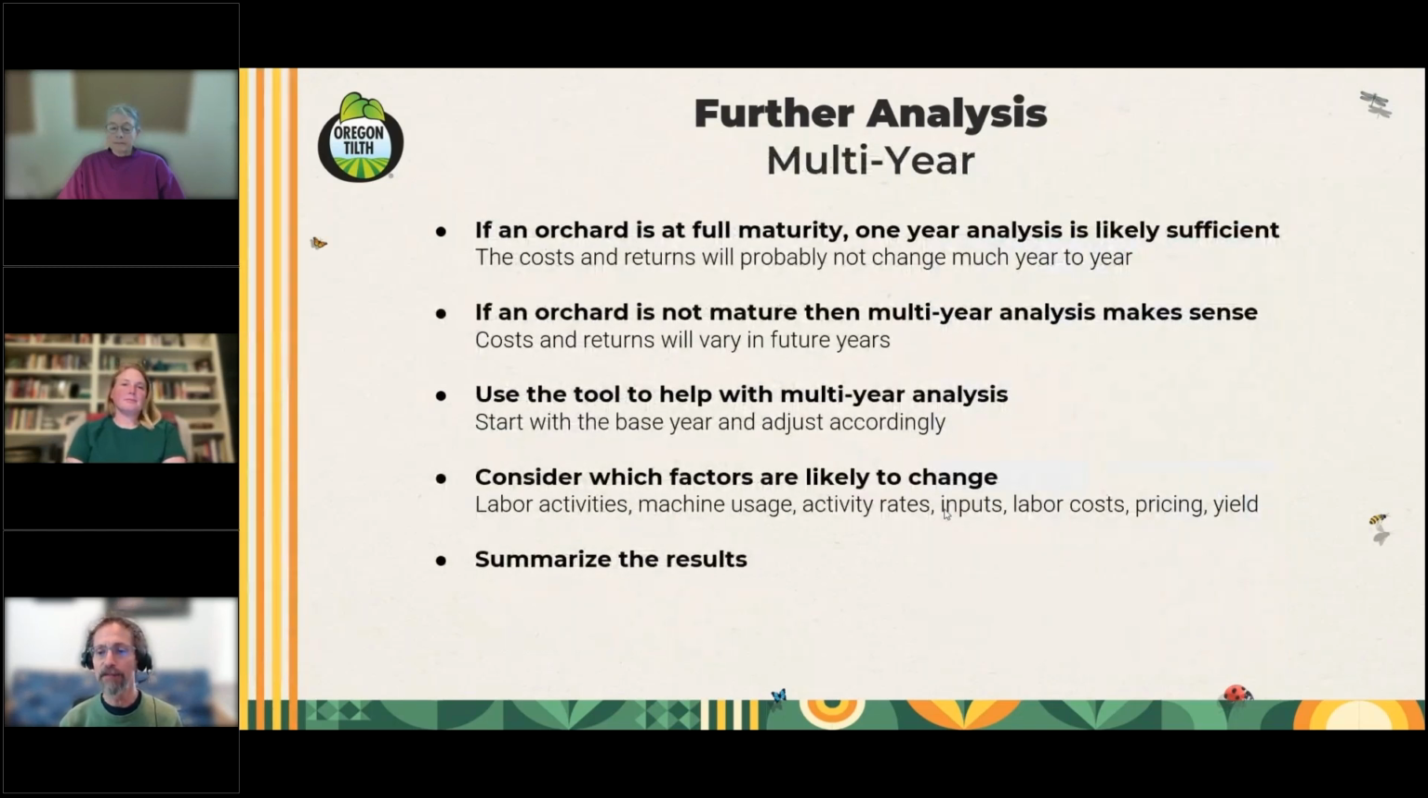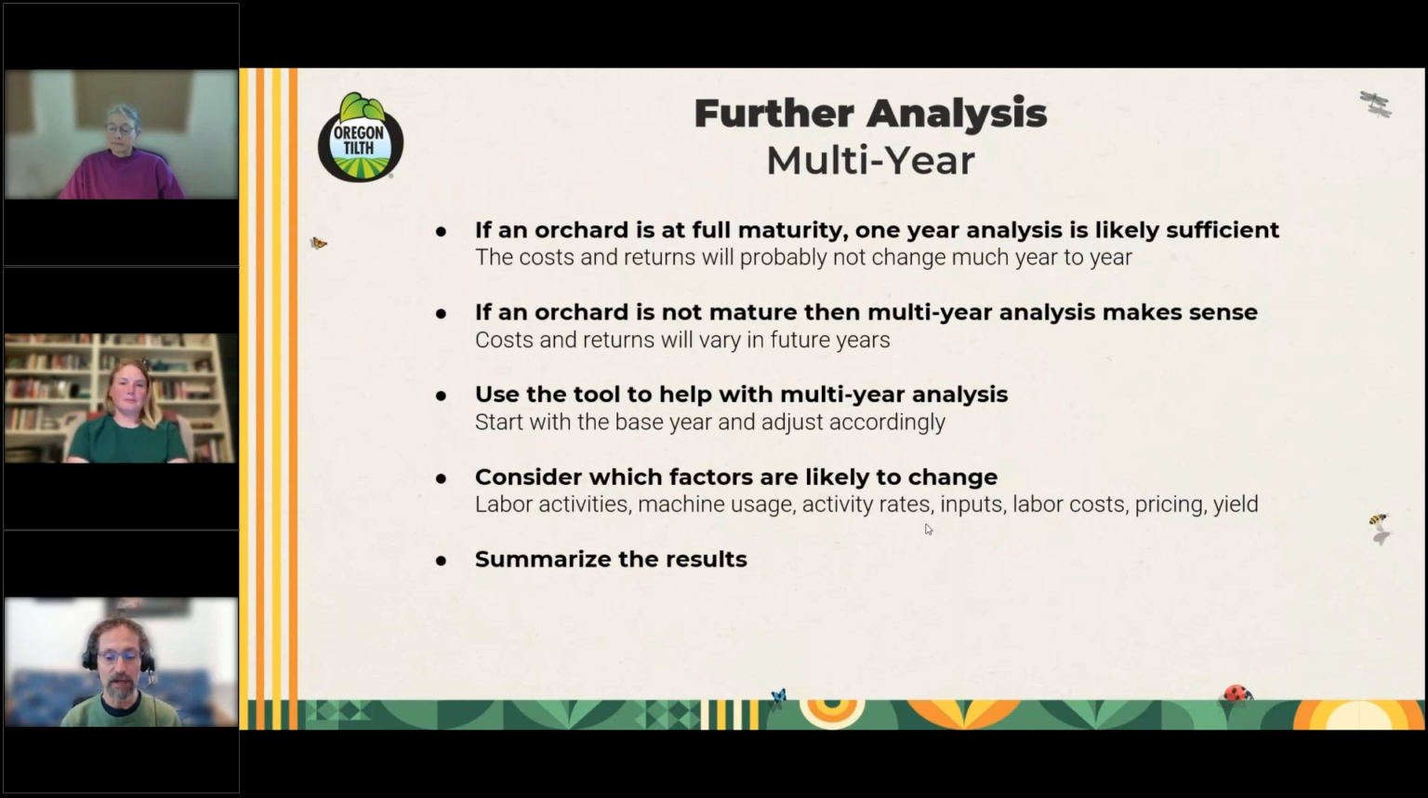So if you use the tool as I've described, then a grower can get a good understanding of their current cost structure and what the returns are for the current state of the orchard. And if the orchard's at full maturity, then it's likely that these numbers are going to stay fairly constant moving into the future. But if the orchard is not yet fully mature, then it might make sense to do a multi-year analysis. So, costs and returns are going to vary as the orchard matures.